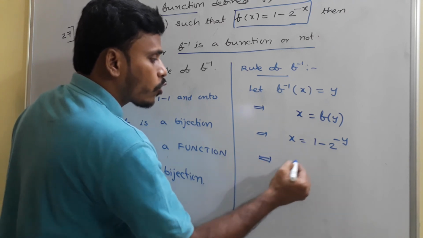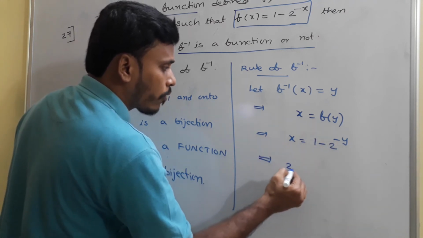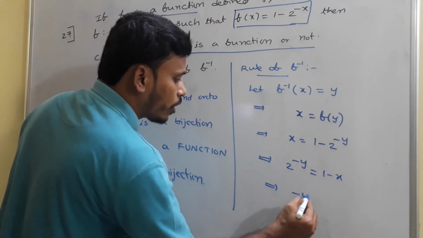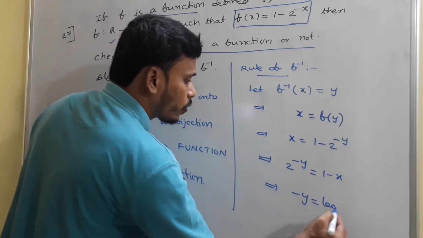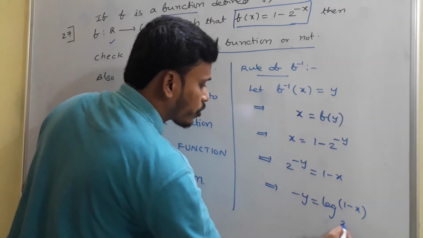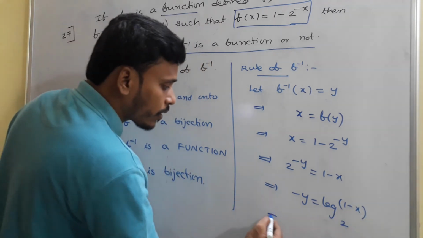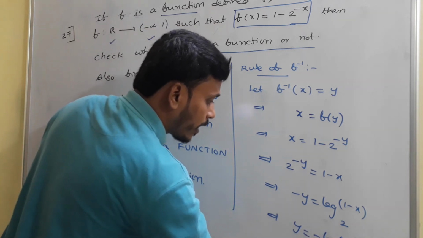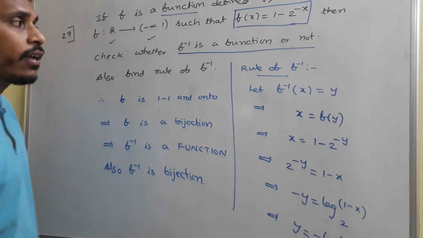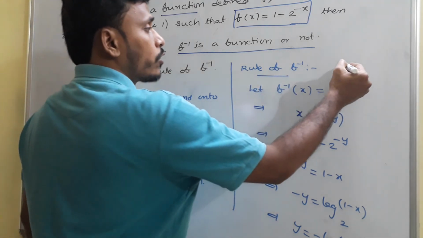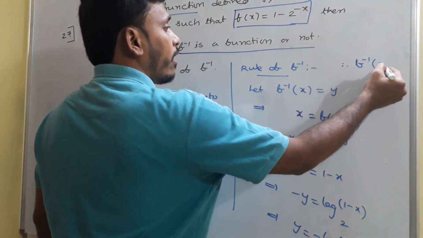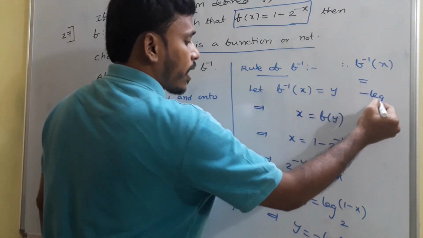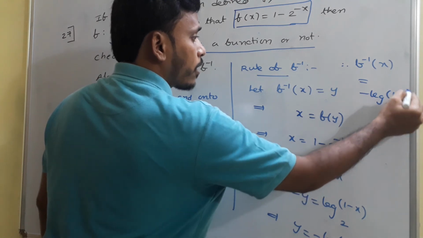As we discussed in the previous case, send this 2 power minus y to this side, that is equal to 1 minus x. If you convert it into the logarithmic form, minus y is equal to log of 1 minus x base 2. And what is y? That implies y is equal to minus log of 1 minus x base 2. At the end, we are generating the rule of f inverse. So f inverse of x is equal to y, and that y is minus logarithm of 1 minus x base 2.